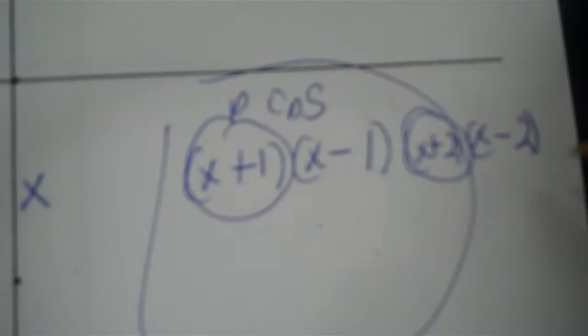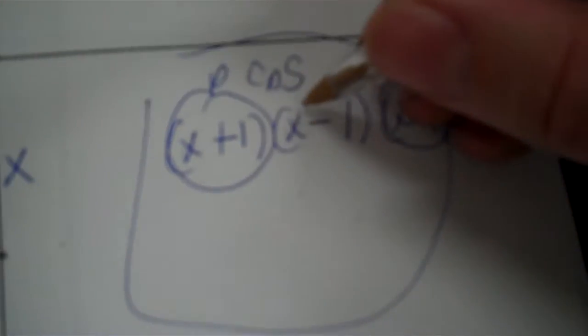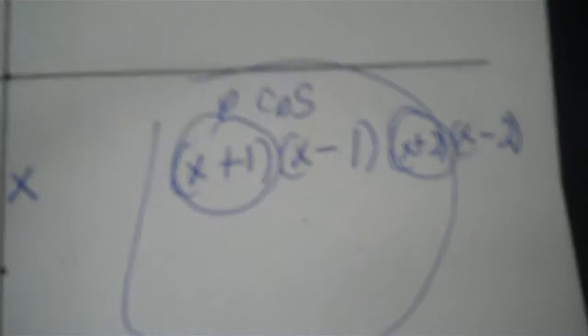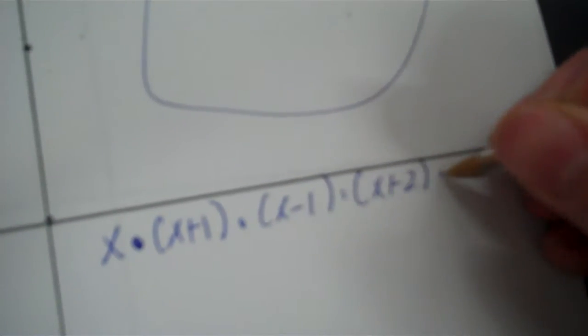Okay, the ones that are plus are prime, and those minuses you can't do anything with because if it's just x, it can't be a perfect square. Okay, all those are prime. So I had x as my GCF. I didn't circle these because neither one of those was prime. And then I've got x plus 1 times x minus 1 times x plus 2 times x minus 2.